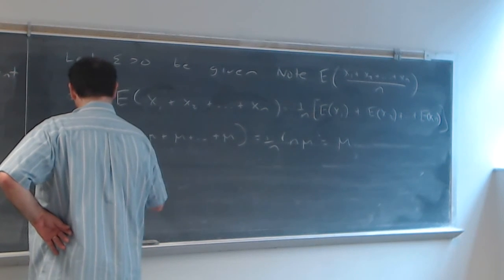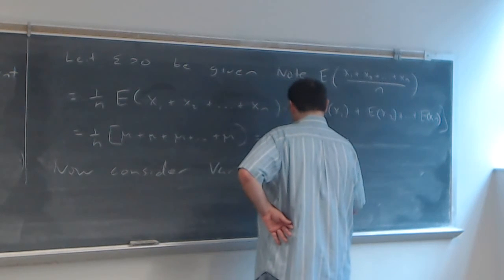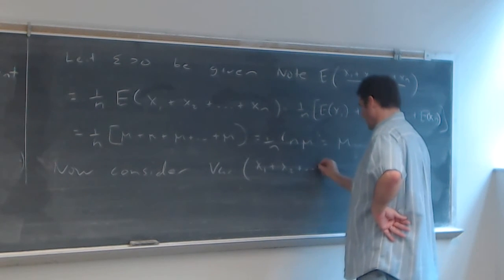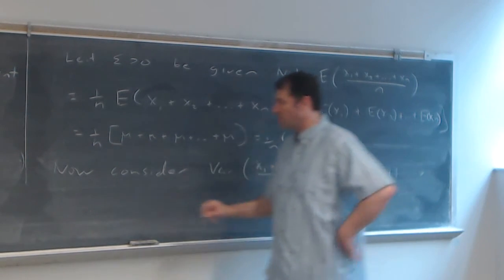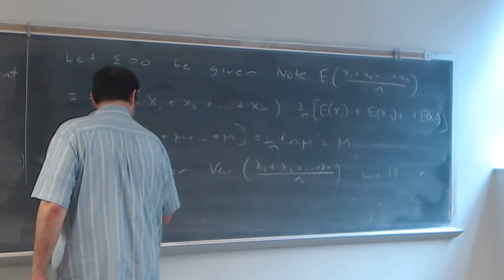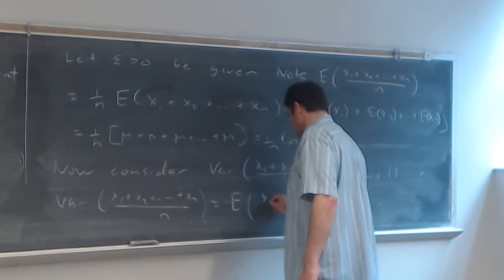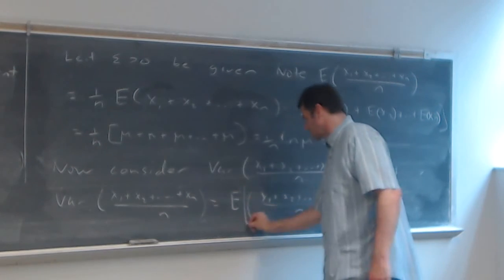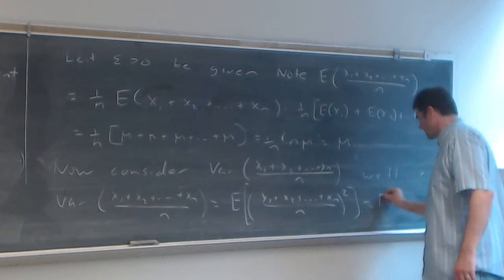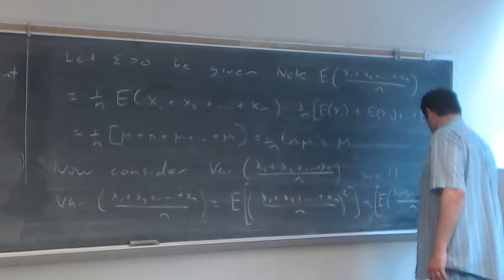Now, consider the variance of (x of 1 plus x of 2 plus ... x of n) over n. Well, by formula, I know that the variance of this quantity is equal to the expected value of this quantity squared minus the expected value of this quantity, whatever that is, which we already know is mu, squared. So I need to work on this.